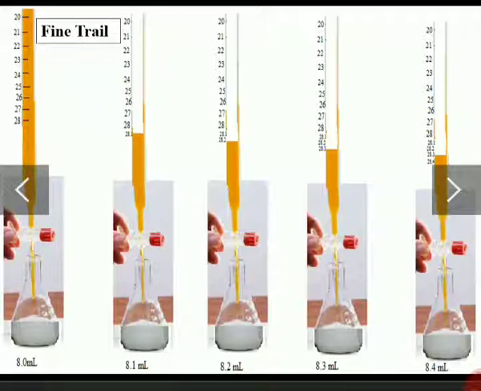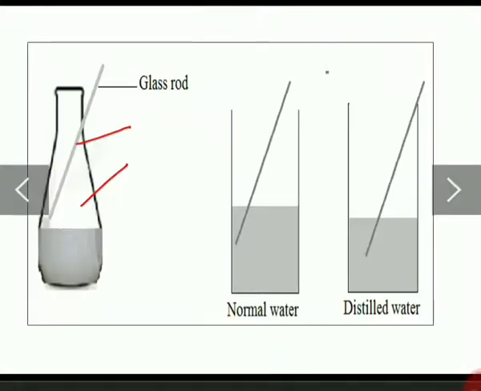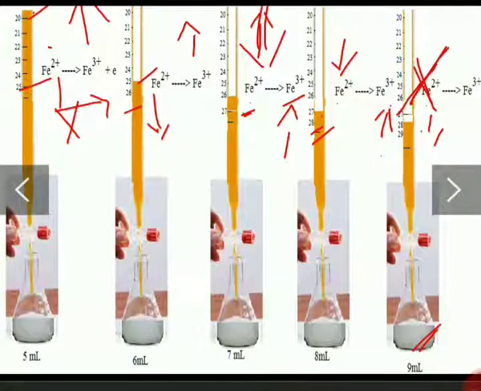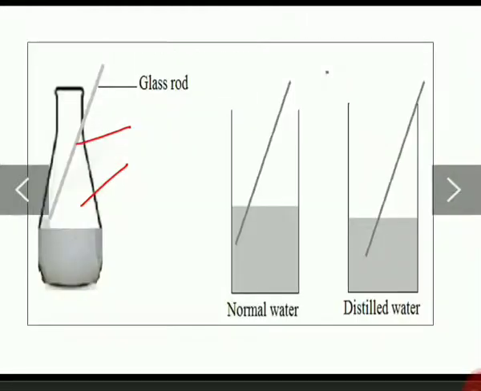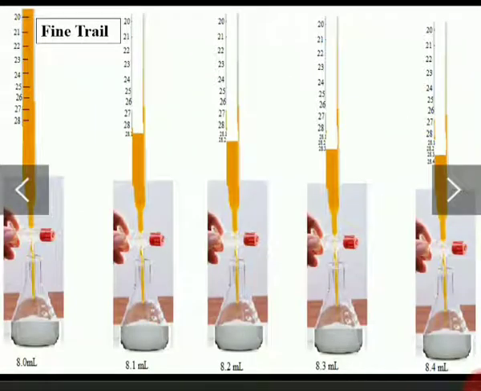So you have added 9 ml here. It's not 29. You have added 9 ml. For 8 you have got a color. 9 you have not got a color. So the end point lies between 8 and 9. So let's go for the fine trial.